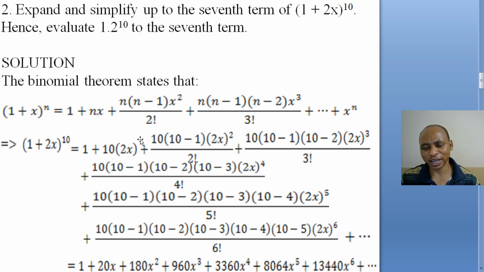Now let's move on to the second example. That's example 2. Expand and simplify up to the 7th term of (1 + 2x) all raised to the power 10. Hence, evaluate 1.2 raised to the power 10 to the 7th term.